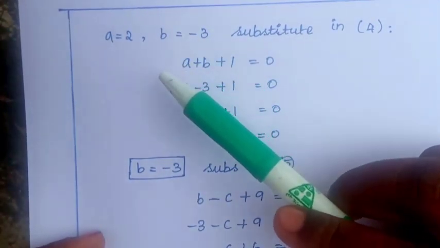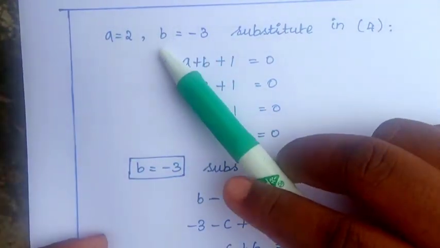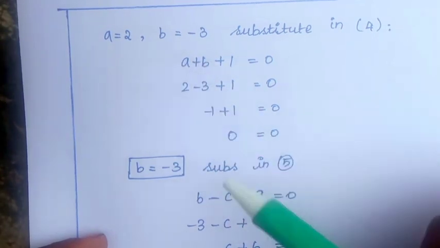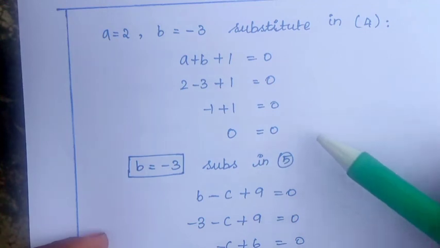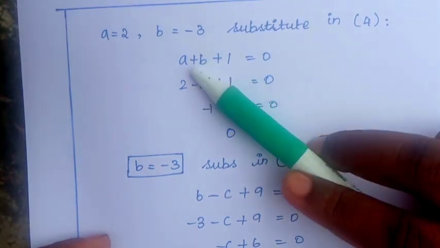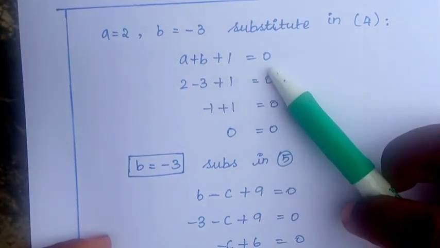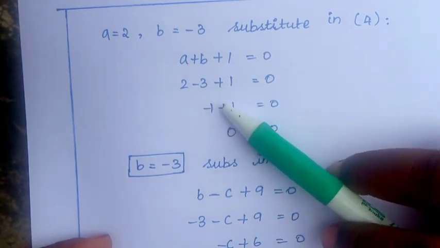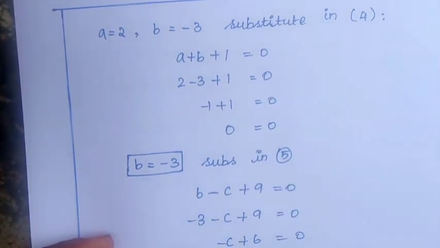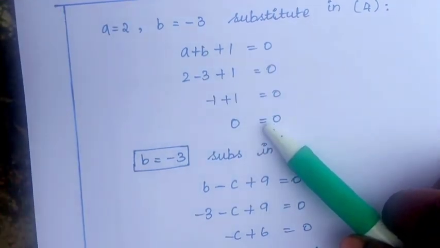Next, A is equal to 2, B is equal to minus 3. If we substitute in equation number 4, it becomes A plus B plus 1 is equal to 0. 2 minus 3 plus 1 is equal to 0. Minus 1 plus 1 is equal to 0. 0 is equal to 0.